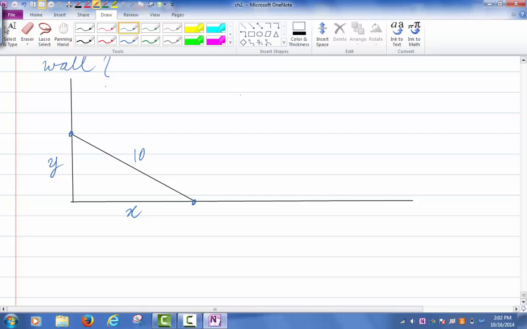So let's think about what is given in the question. What is given is that the rate of x, which means the derivative of x with respect to time, the rate of change of x with respect to time, is given to be what? 1 feet per second.